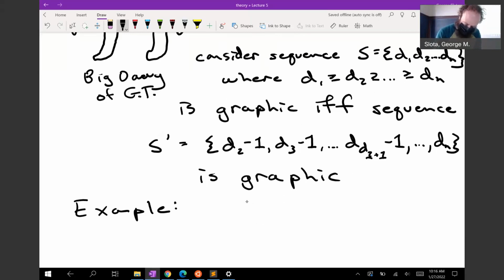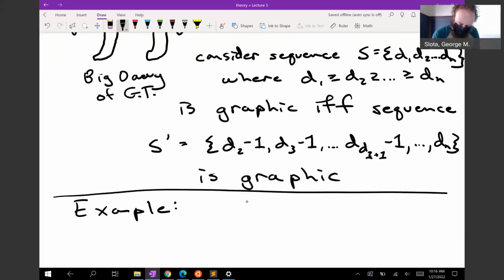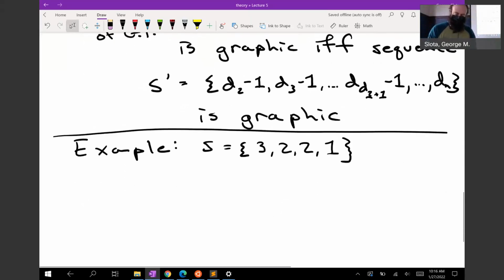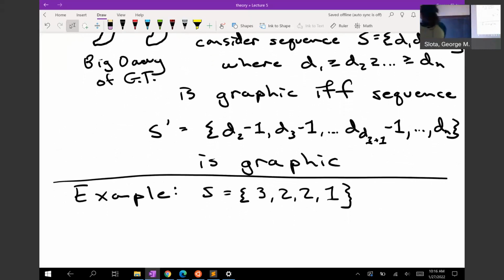We consider S to be equal to 3, 2, 2, 1. We don't know if this is graphic or not. Let's pretend we don't, forget that, and just consider it as some arbitrary sequence that we want to evaluate. Well, we have our S. How is S prime defined?